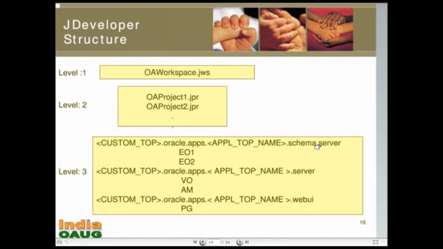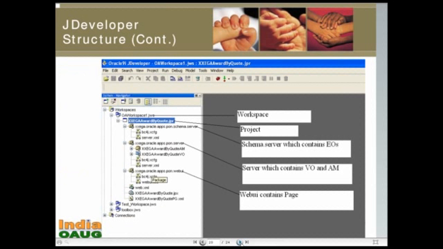Whatever page you are developing must be saved in the .webui folder. Whatever view objects and application modules you are creating must be saved in the .server. Entity objects are saved in the .schema.server. So workspace, project, entity objects, view object and application module, and pages. You can see here .webui, .server, .schema.server.